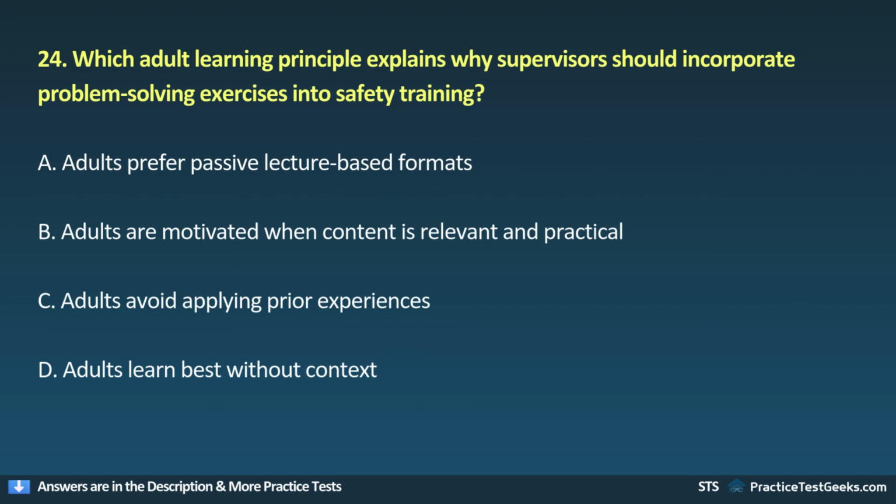24. Which adult learning principle explains why supervisors should incorporate problem-solving exercises into safety training? A. Adults prefer passive lecture-based formats. B. Adults are motivated when content is relevant and practical. C. Adults avoid applying prior experiences. D. Adults learn best without context.